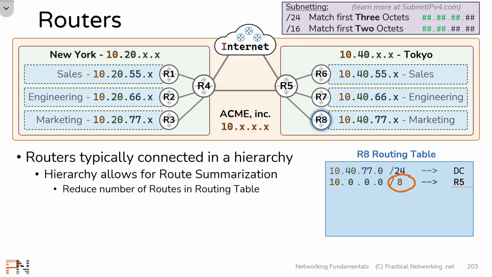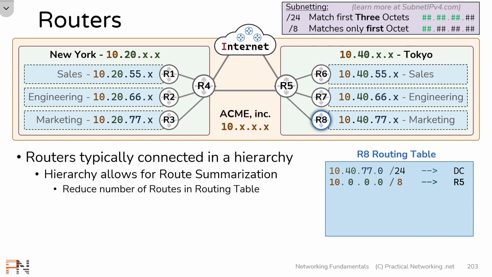This /8 is looking for a match in only the first octet, which means if a packet shows up that has a destination IP address of 10.whatever, router 8 is going to forward that packet to router 5. So that could be a destination host in Tokyo or a destination host in New York.